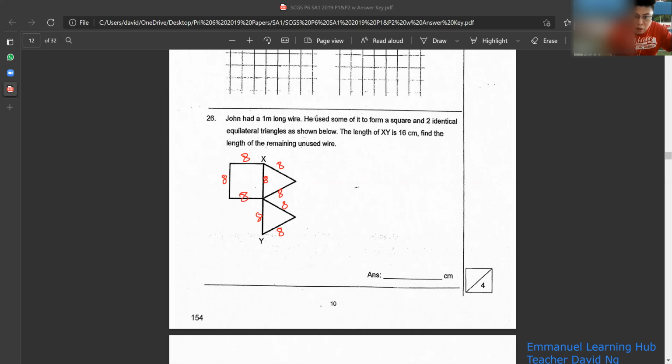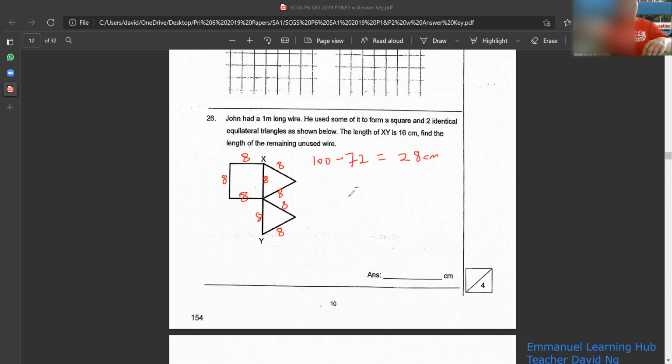Then it says that 1 meter long, right? 1 meter long is 100 cm. You minus how many 8s are there? 1, 2, 3, 4, 5, 6, 7, 8, 9. 9 times 8 is 72. So it's 28 cm. So the remaining unused wire is 28 cm.